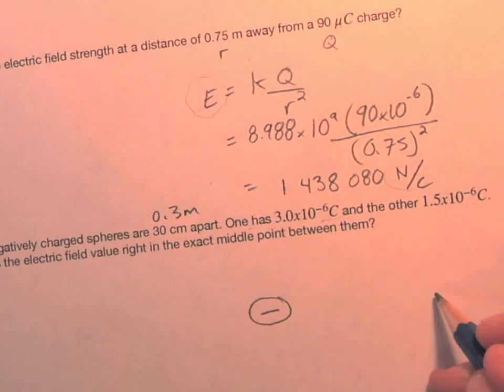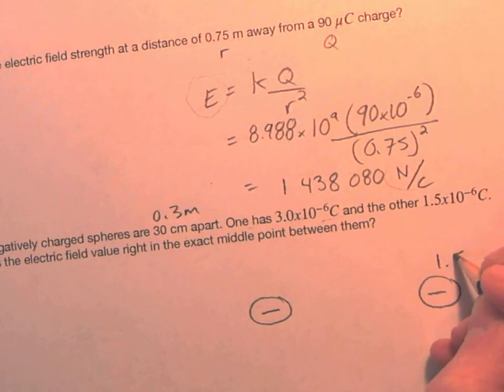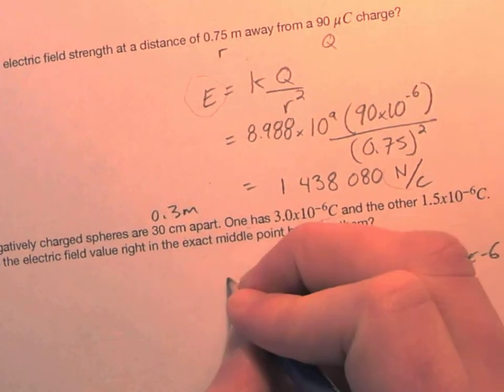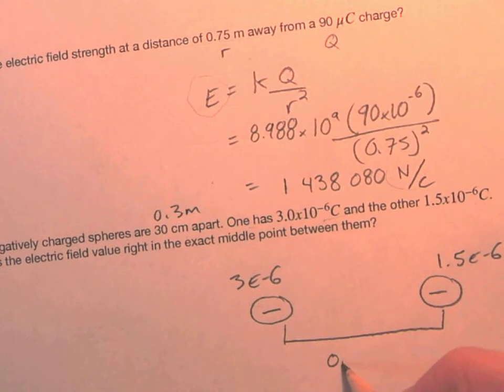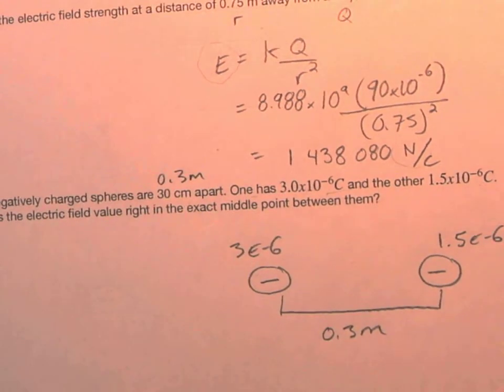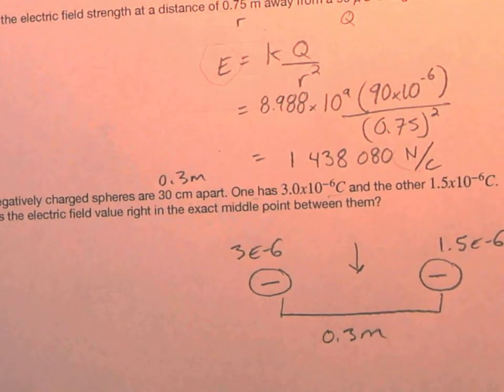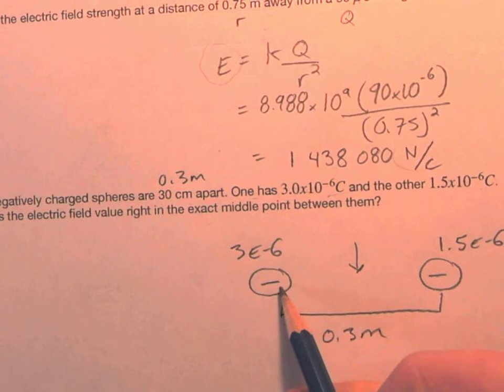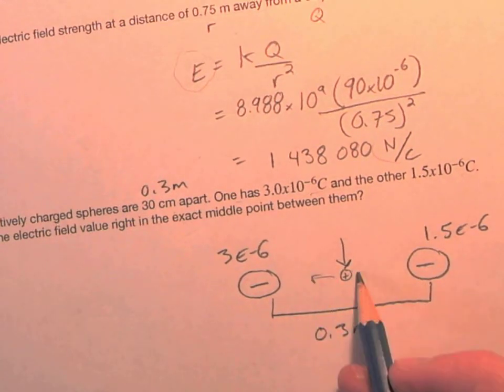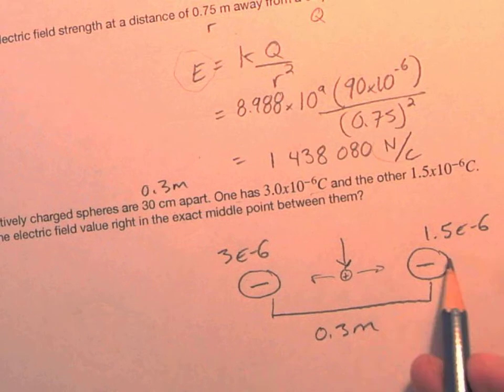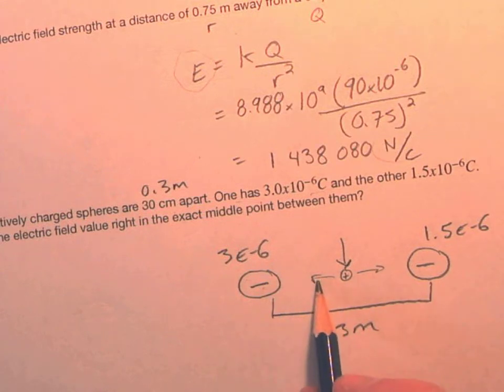So we have a negative charge and a negative charge. One's 1.5e to the negative 6, one's 3e to the negative 6. They're 0.3 meters away. If I put something right there, those are both negative. A positive test charge will want to go towards that one and towards that one, but by how much? So you're going to have to do two separate calculations, find out what this is, find out what that is, and put them together.